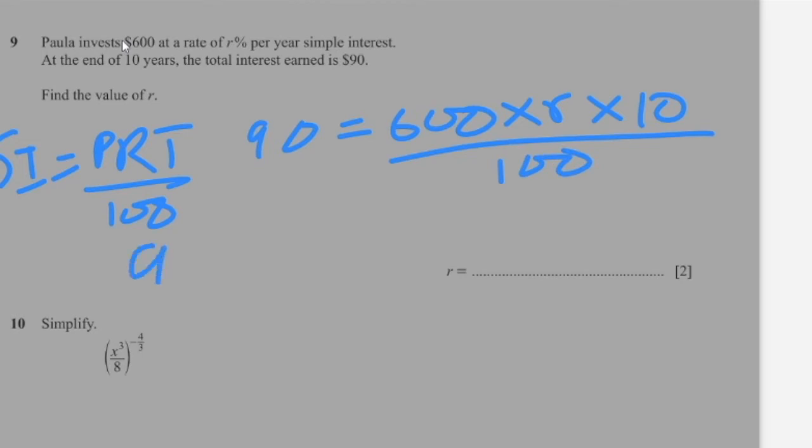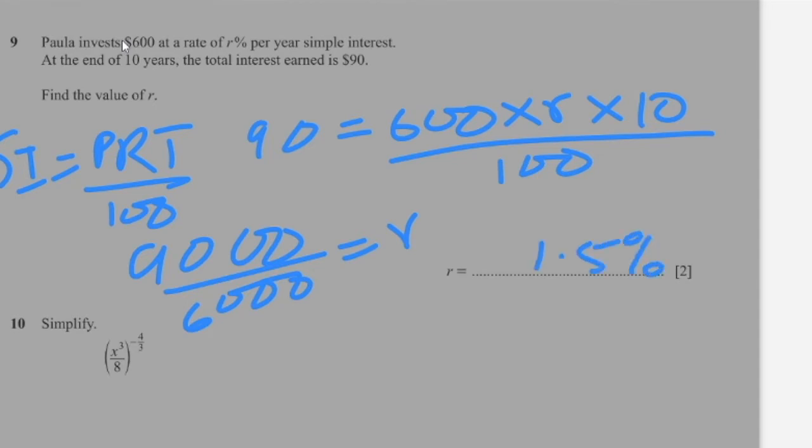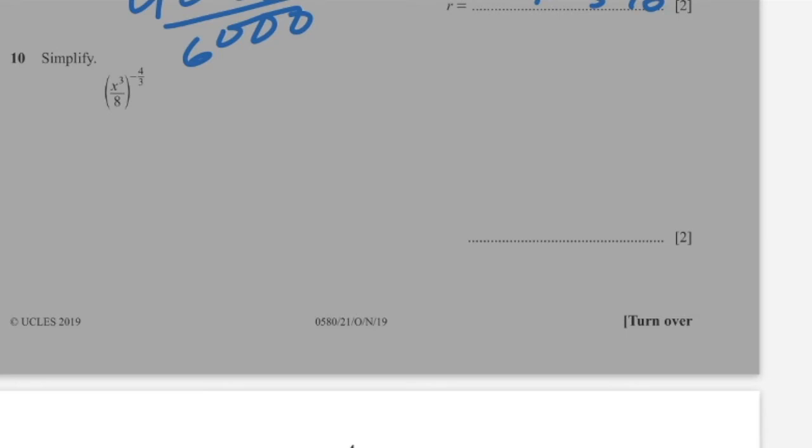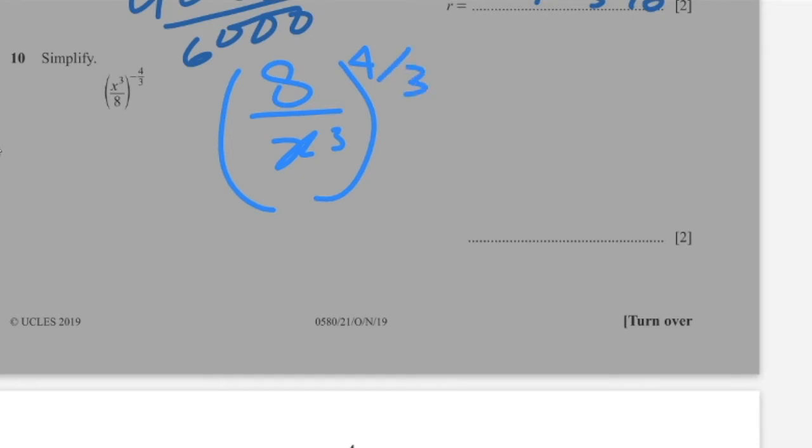So we have 9,000 divided by 6,000, which is equal to our rate. So we get the rate as 1.5%. Okay, question number 10. Simplify (x cubed over 8), the whole fraction, to the power of negative 4 by 3. So I'll get the reciprocal of this fraction so that our power becomes positive. And then 8 to the power of 4 by 3 is 16, and I'll multiply this power with the power of x, which becomes x to the power of 4.